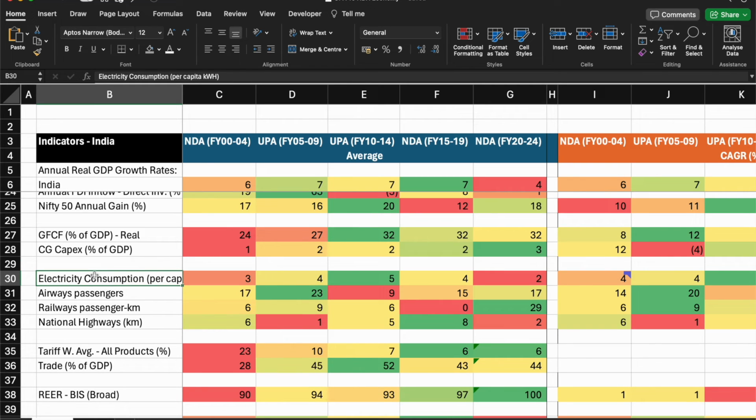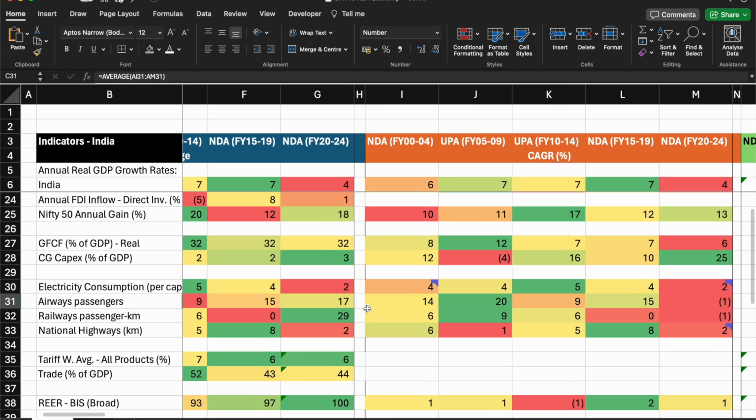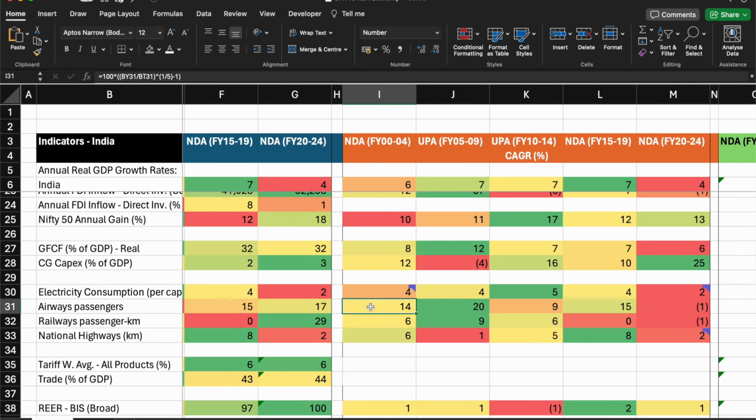Infrastructure. Electricity consumption. If we go by the average growth, this is per capita electricity consumption, the average growth was very high during the UPA term rather than in the Modi term. Airways passenger growth. In the Vajpayee government and the first Manmohan Singh government, we have seen a lot of improvement, that people were coming out and flying in planes. That happened in that particular era. And similarly, you can see it in the CAGR terms also.